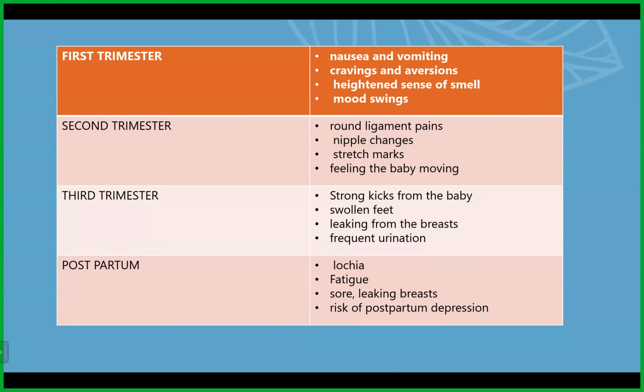Okay. Next, talking about the second trimester. The second trimester is when all the pain starts. So round ligament pain, nipple changes, stretch marks. They start feeling the baby moving. They feel lots of discomfort. They find inner thigh pain. Can you take it slowly? Okay, I'm sorry. So they will feel inner thigh pain like that. That is the second trimester.